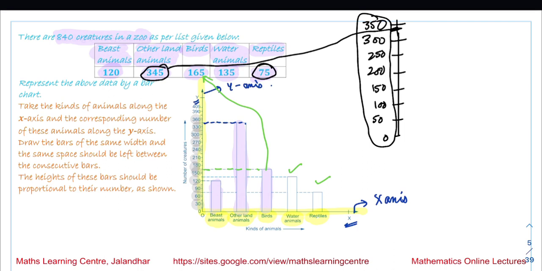So the heights of these bars, or these points over here, represent the frequency, or the number of creatures present in the zoo.